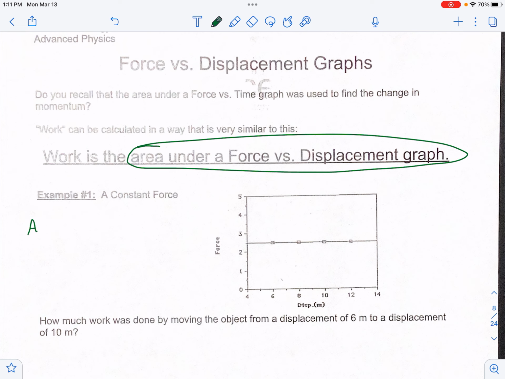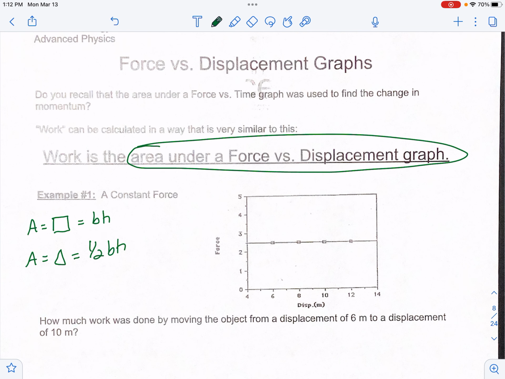So if you want a refresher on the area of a box or a square or a rectangle, that is base times height. The area of a triangle would be 1/2 base times height, which should make sense. A triangle's half of a square.